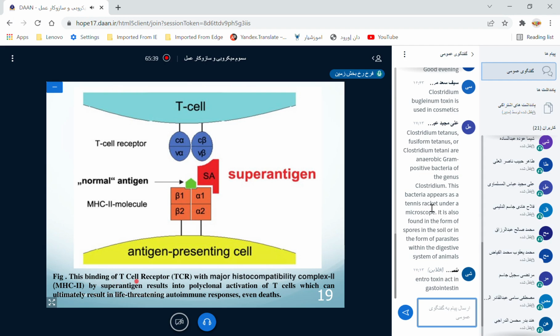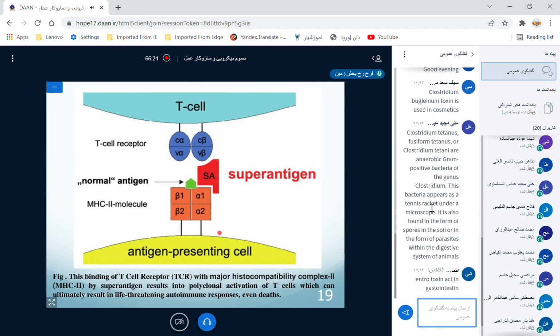The binding of the T cell receptor, TCR, with major histocompatibility complex 2, MHC2, can ultimately result in a life-threatening autoimmune response.